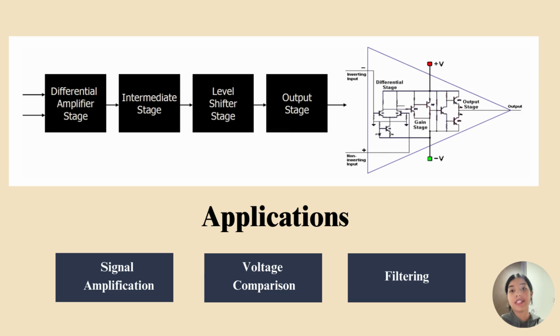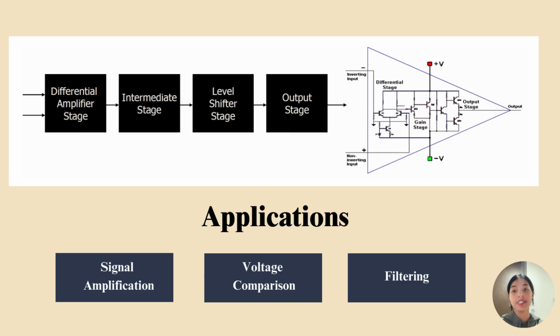The next stage is the level shifting stage. Since the DC voltage from the intermediate stage may not be at an optimal level, this stage adjusts the voltage to a more suitable range and it utilizes an emitter follower with a constant current source, ensuring proper signal conditioning before reaching the output.